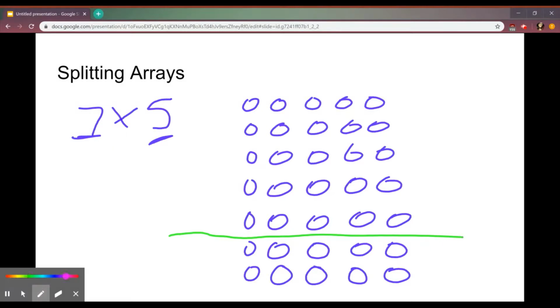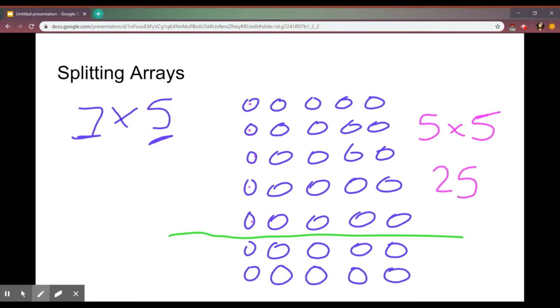So now my new array up here at the top, I have 1, 2, 3, 4, 5 down, and 1, 2, 3, 4, 5 across. So my new one is 5 times 5. And if I skip count by 5s, I'm going to get 5, 10, 15, 20, 25 for this section. The bottom one, I have 2 times, and there's 5 across. 2 times 5 equals 10.